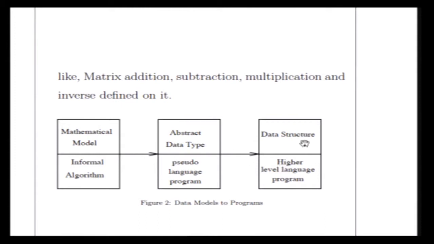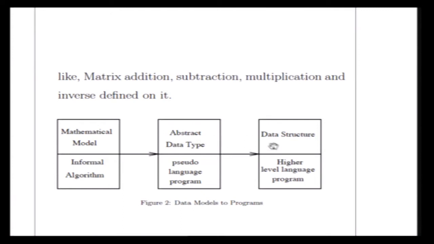So, from here to here, the difference is essentially that you define it in a language independent way over here, and here it becomes specific to the particular language. Okay? This is what we saw in the lectures. So, basically you have a data model, and from the data model you go through some intermediate step, which is an abstract data type and a pseudo language program, and then you do the implementation of the abstract data type in a concrete language, and the corresponding algorithms become higher level language programs.